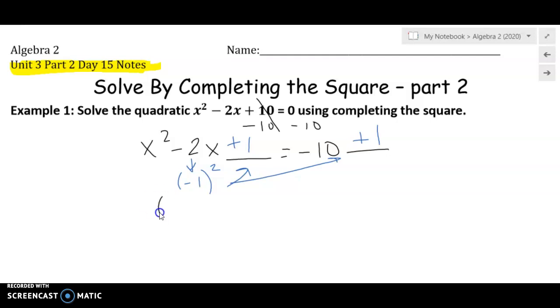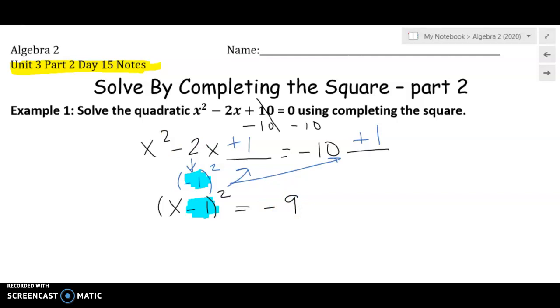Then I write this down, and here I'm going to do that jump. I'm going to skip this and write (x - 1) squared. Remember, these match. That blue part that I highlighted matches every time. That's how I jumped to that conclusion. Then it equals -10 plus 1, which is -9.